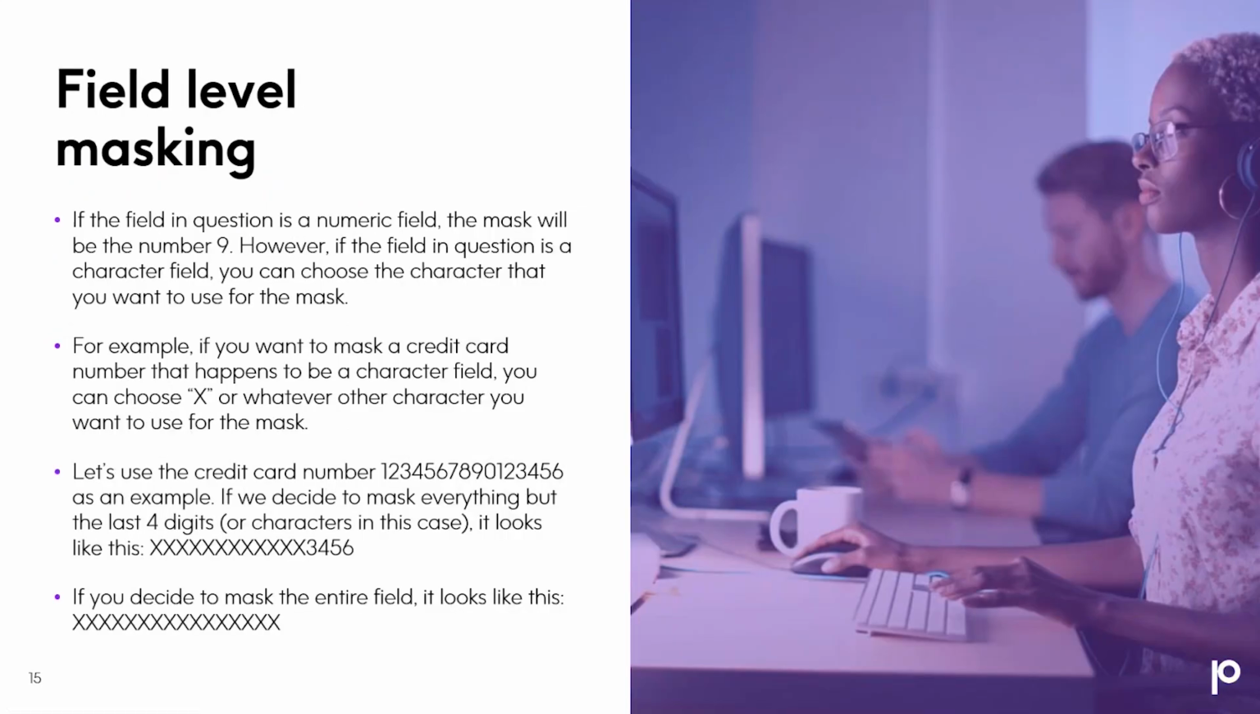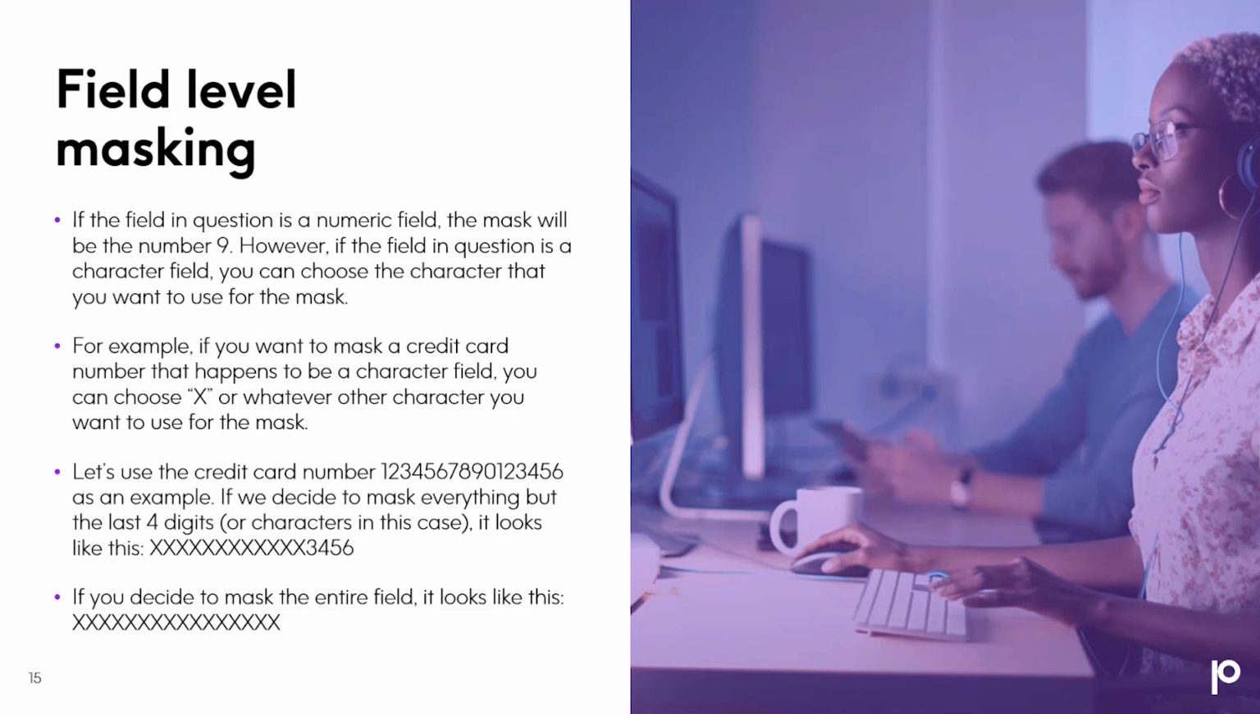So if the field in question is a numeric field, because you can also have numeric social security numbers, the mask will actually be the number 9. And I had mentioned before that the character, you get to pick what you want to use for that. So let's look at a credit card, and this will also be a character example. I just went ahead and started with 1 up to 9, then started with 0 back to 6 again, just to simulate a credit card number.